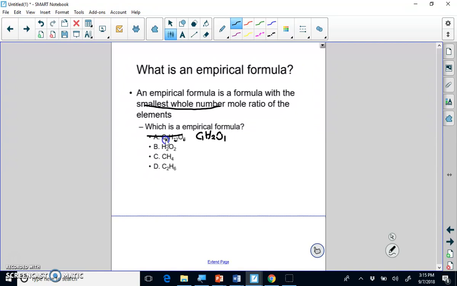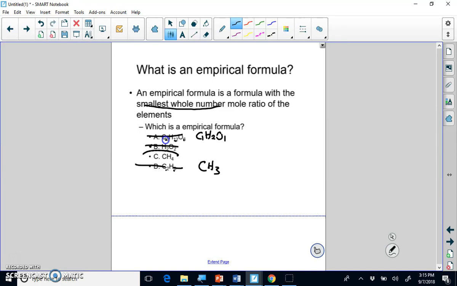So this is not an empirical formula. Neither is this one, because all the little subscripts in the number are divisible by 2. So this is not an empirical formula. Nor is this one here, because all of those little subscripts there are also divisible by 2. The empirical formula for that one, since we can divide both of those by 2, would be CH3.